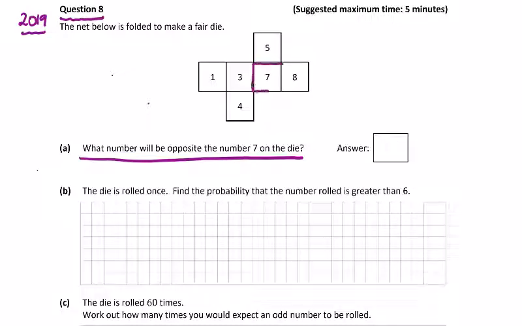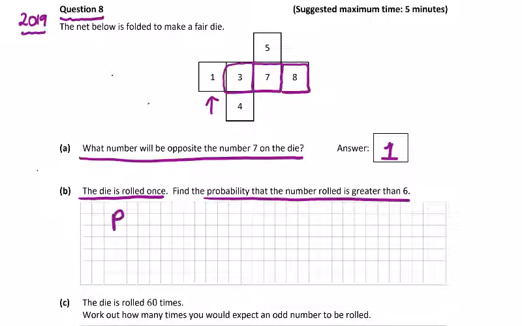Here's the number 7. If we fold the 8 down, it'll be along the side, as will number 3, which means that 1 would flip underneath. So 1 has to be opposite 7. The die is rolled once. Find the probability that the number is greater than 6.